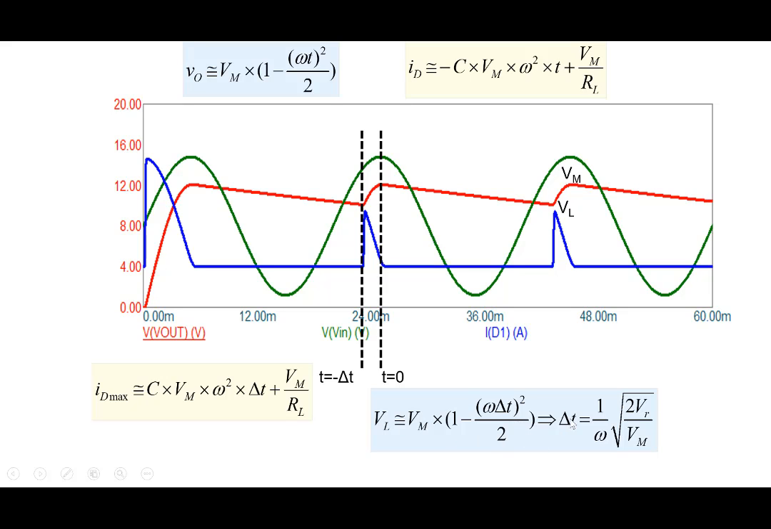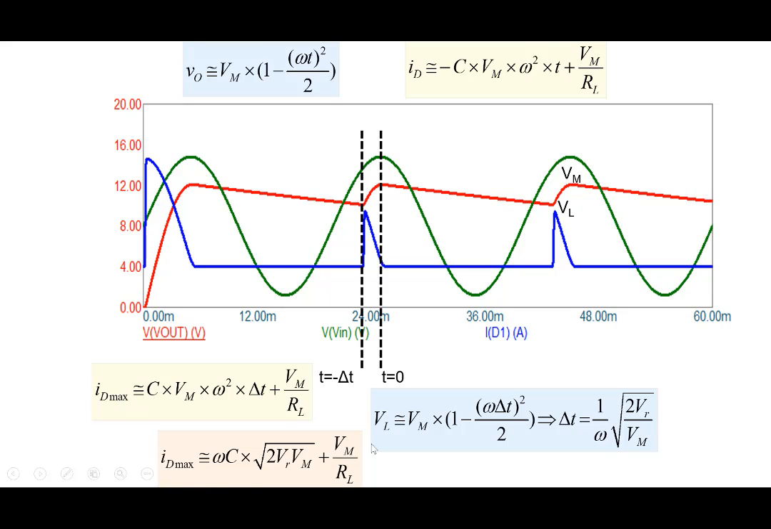From here, we get delta t equal to 1 by omega square root of 2 VR by Vm. So that's the short period of time for which the diode is turning on. Now all we need to do is take this delta t and plug it here, and then we'll get the maximum diode current.